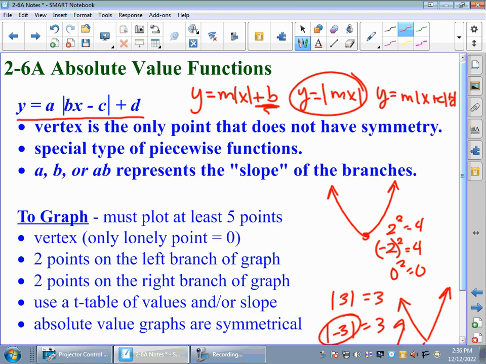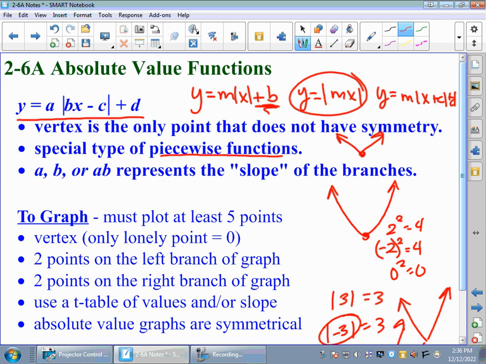And so it's a special type of piecewise. We're going to talk about piecewise last. It's just pieces of functions. So technically, there's 2 pieces. There's this piece, and then there's this piece. There's like 2 branches, but they're really 2 pieces of a function. A, B, or AB represents the slope of the branches. So I'm going to show you how we do these.